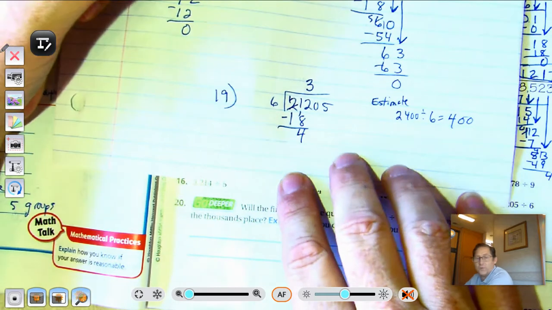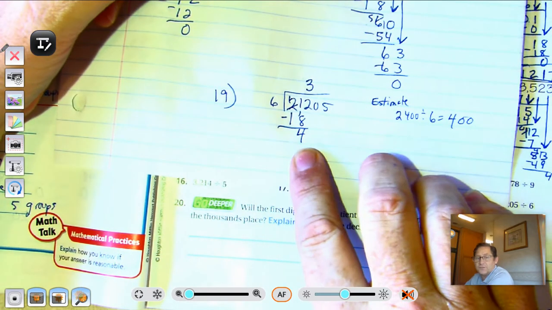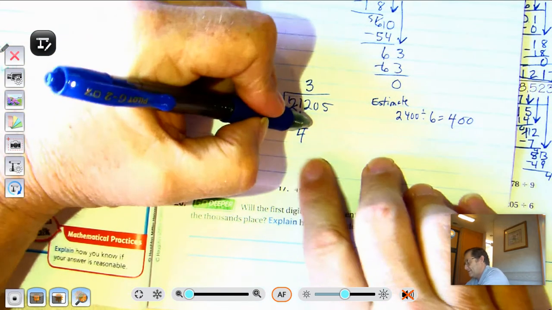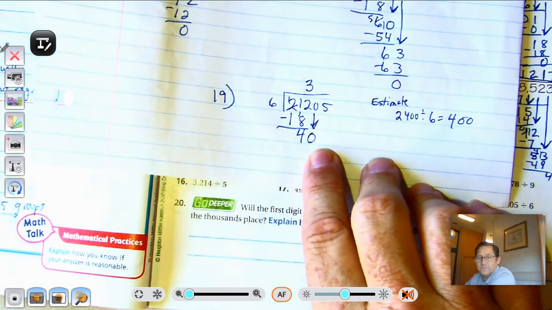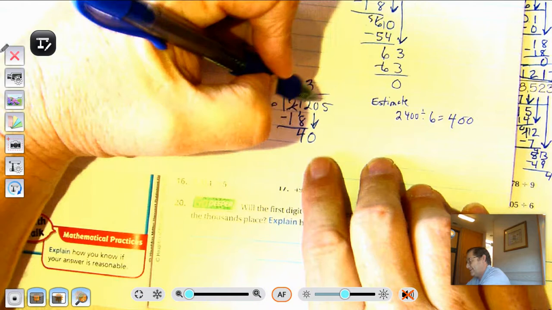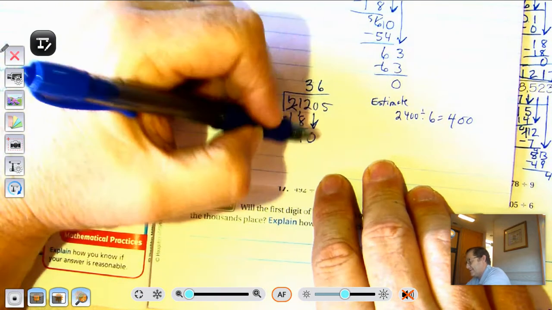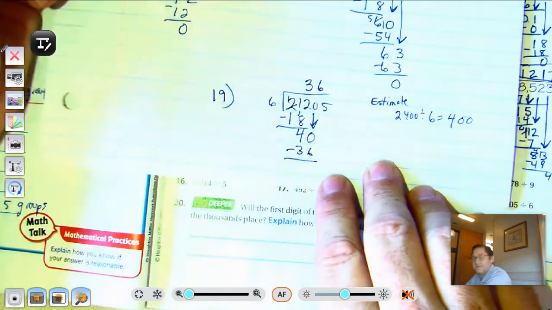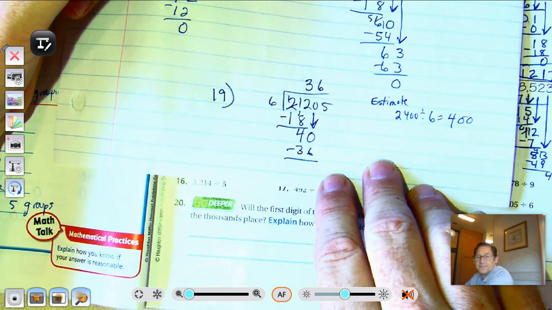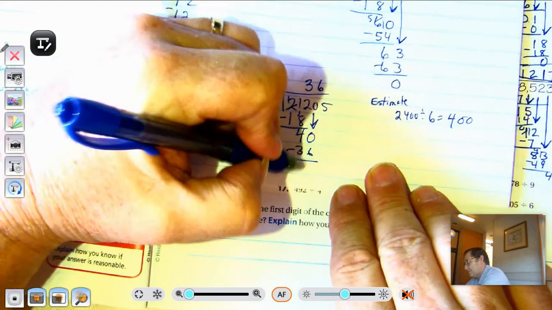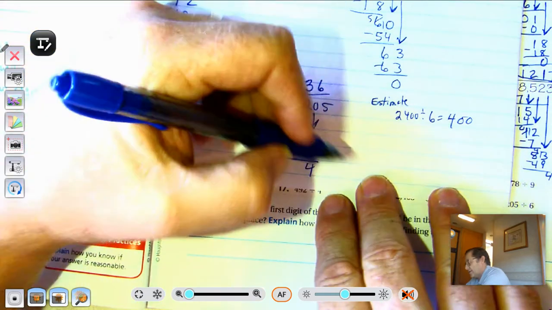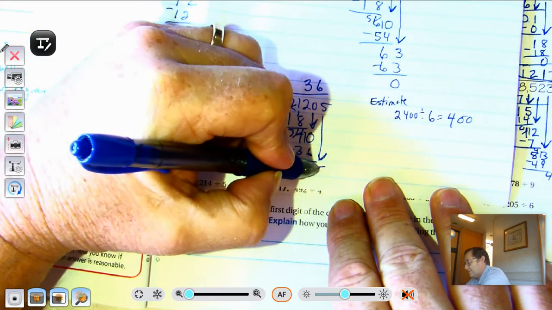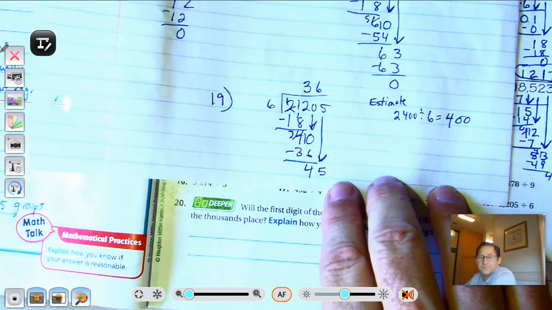Subtract, that leaves me 400s. Turn those into 40 tens. Bring down the other tens, which there weren't any. So 40 tens divided by 6. Closest I can get is 36. So 6 times 6 tens is 36 tens. Subtract, we're left with 4 tens. Trade those 4 tens for 40 ones and bring down the other ones.